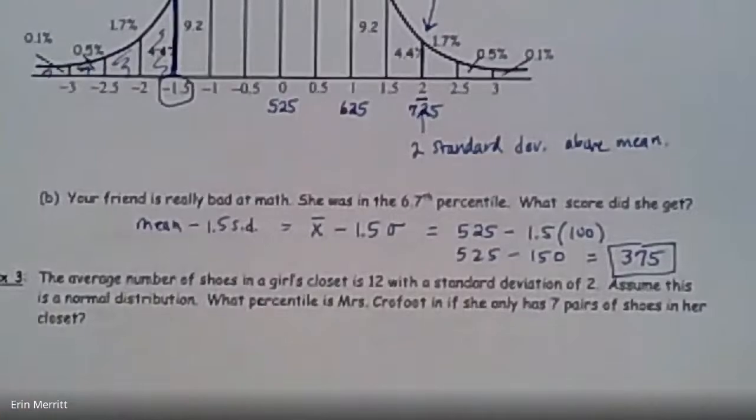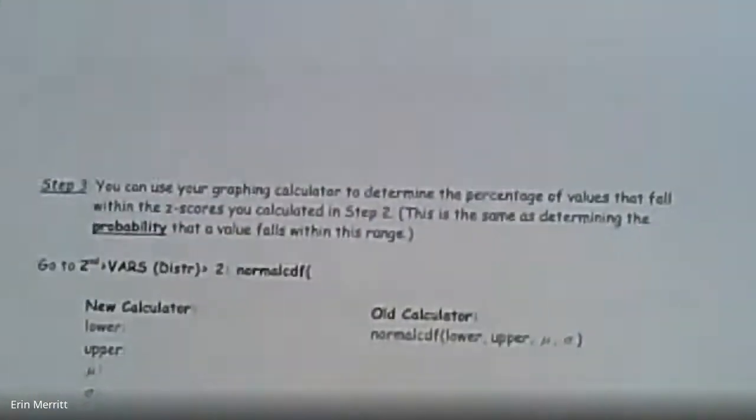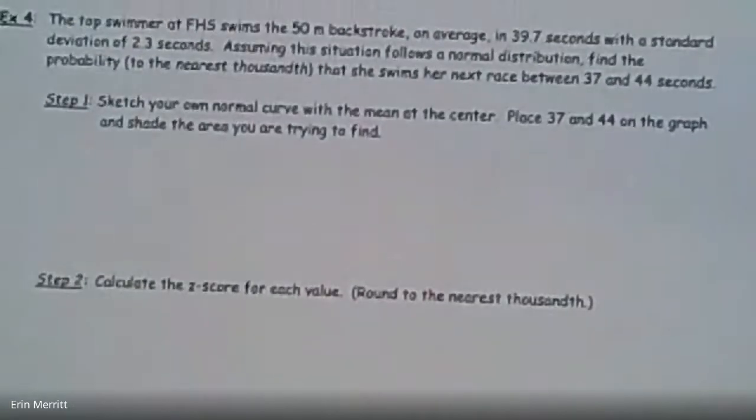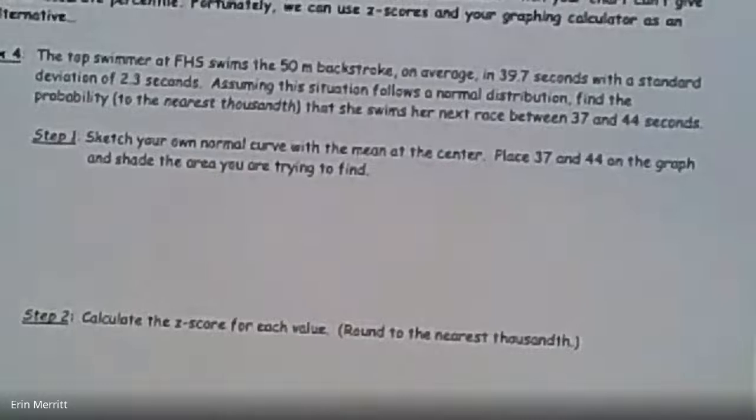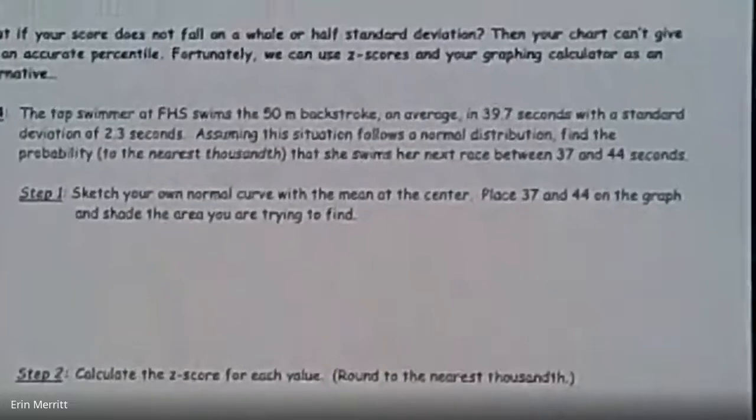We're going to skip number 3. Let's go right on to example number 4. So on number 4, it says, what if your score doesn't fall on a whole or a half standard deviation? Because the ones that we just did were 2 above, 1.5 below. Those are nice and pretty, right? In that case, for your z-scores, we can use the calculator. So the calculator will do it nicely for us, right?